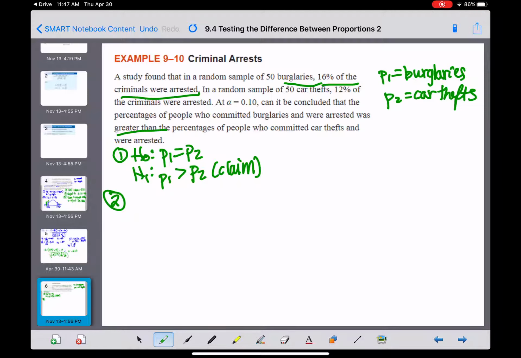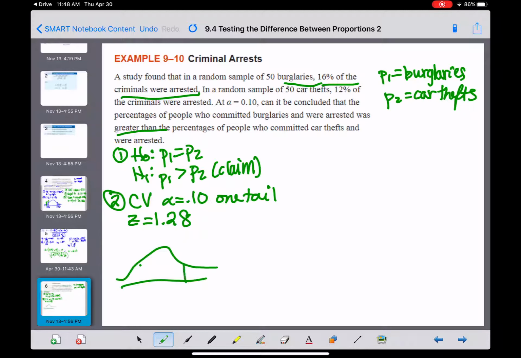Step 2 is our critical value. This is again a z-test. Alpha is 0.10 and this is one tail. So if you go to the t-distribution, you can find this pretty easily. Just alpha, one tail, that's the first column. All the way to the bottom, remember we do 2 decimal places, so our z would be 1.28. And it's greater than, so we have a right tail, so positive.